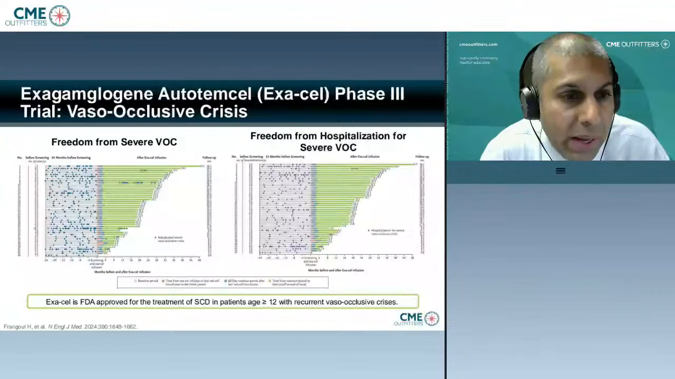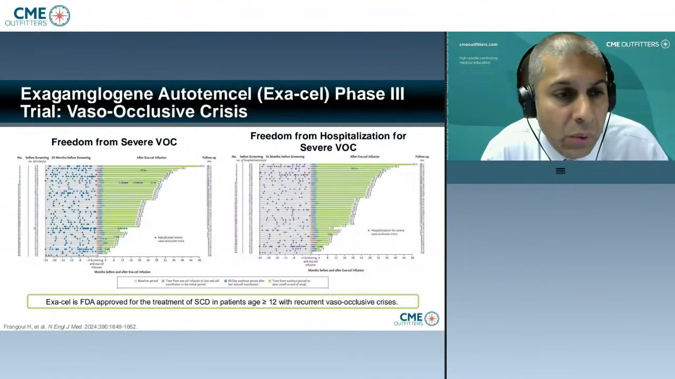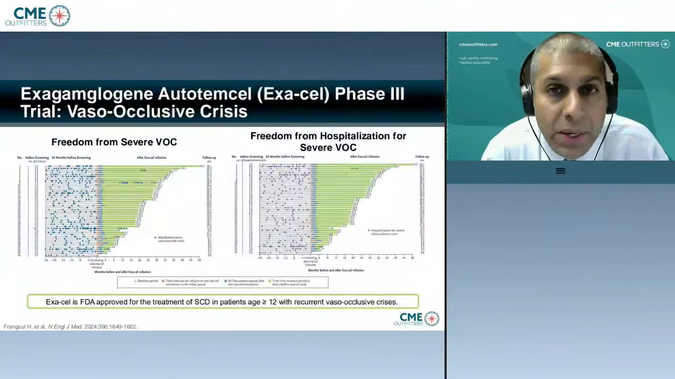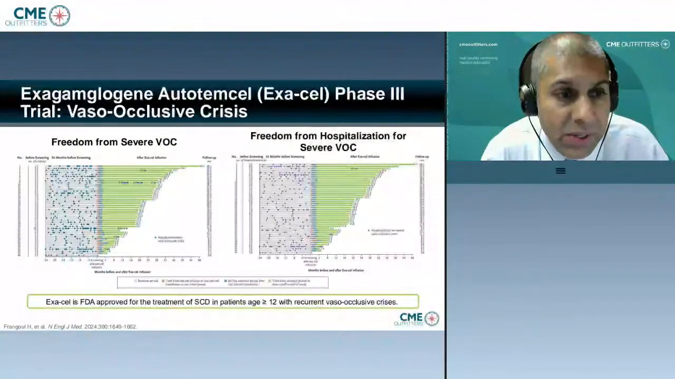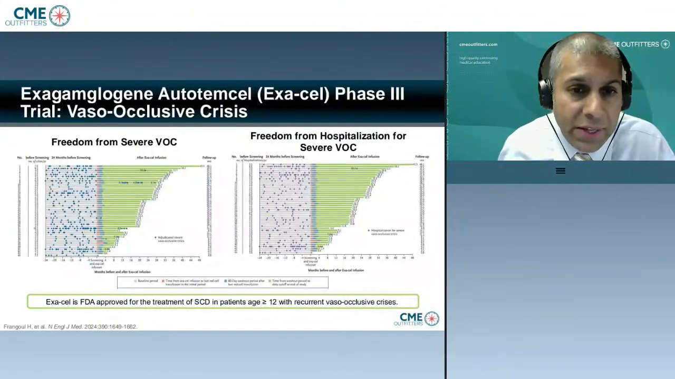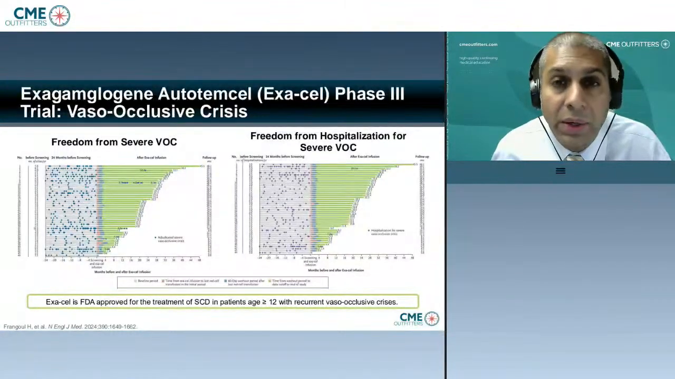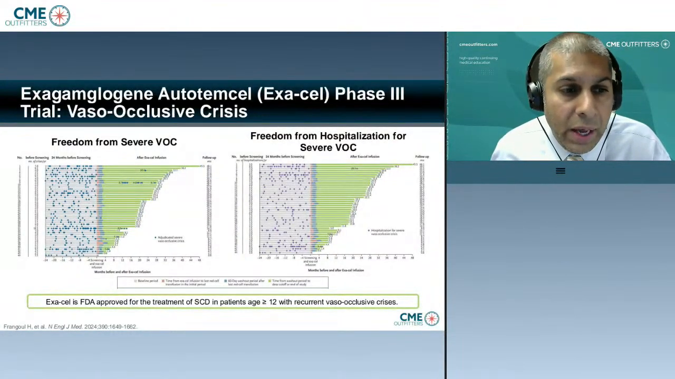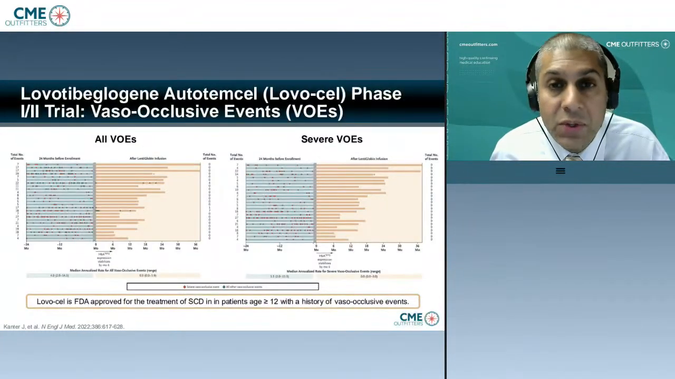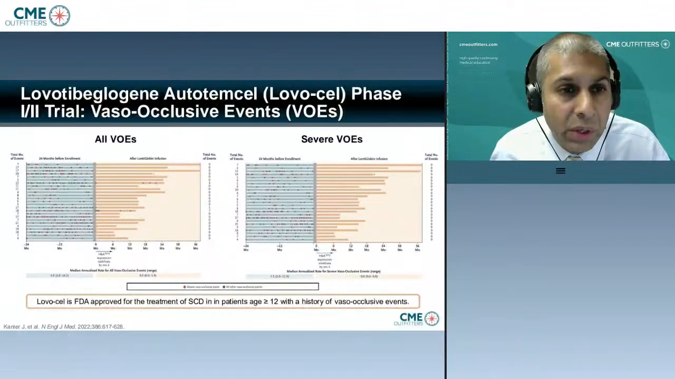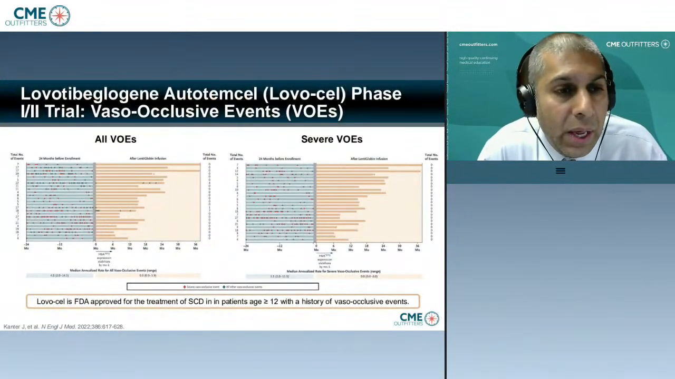So if you can look at this swimmer's plot, those blue dots represent vaso-occlusive episodes. In the gene therapy, you can see lots of vaso-occlusive episodes, and those really subside post-engraftment. And you can also see that the severe vaso-occlusive episodes requiring hospitalizations are markedly reduced. And this led to Exa-cel's FDA approval just about a year ago, as well as Lovo-cel.